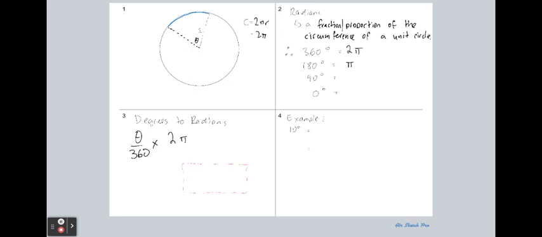Okay. 90 degrees would be half of that again, right? It'd only be a quarter of the circumference of that unit circle. And so that would be pi divided by 2. You could say half pi, but it's more likely to be written as pi on 2. And then 0 degrees would be like none of the circumference. And so that would simply be 0.